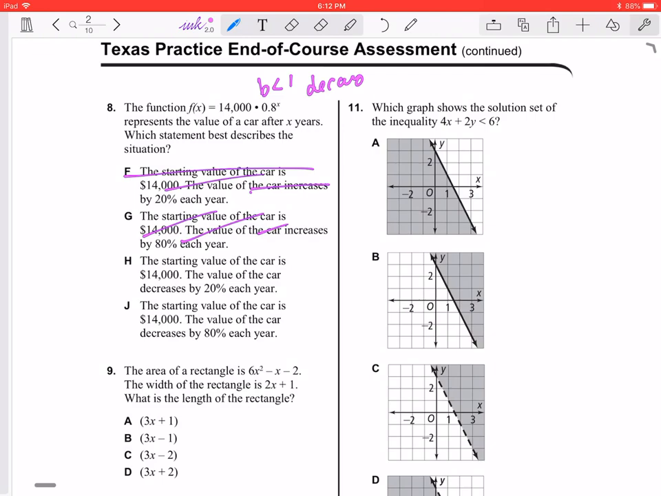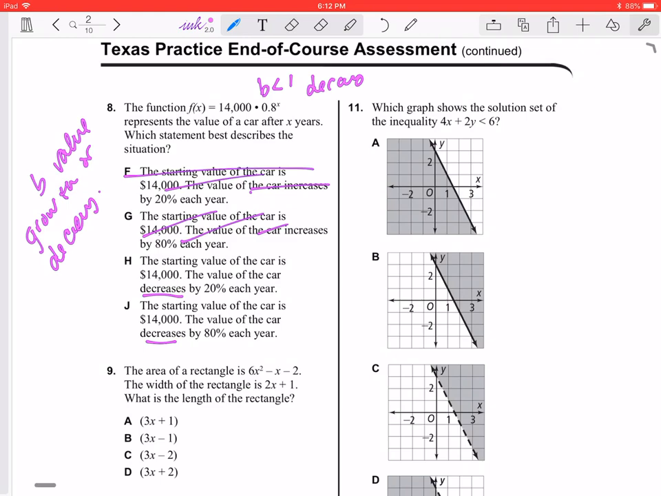So that's wrong. Okay? Now, it says the starting value of the car is 14,000. The value of the car decreases by 20% each year. The starting value of the car is 14,000, and the value of the car decreases each year by 80%. Okay, so let's talk about this. If we remember, the B value represents the growth or the decay. Okay? And it's the percentage rate.